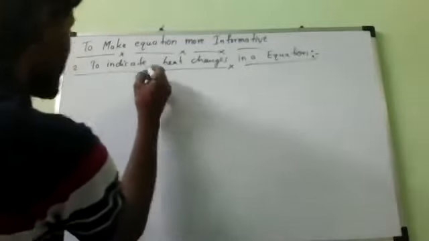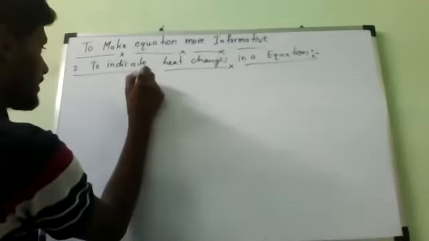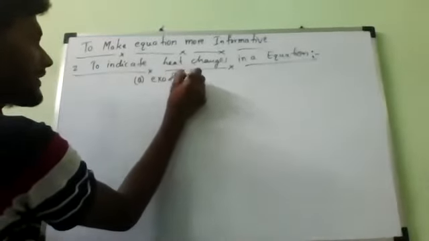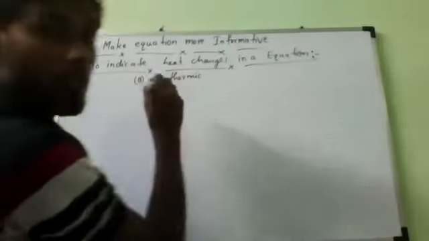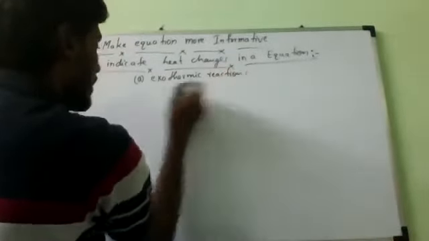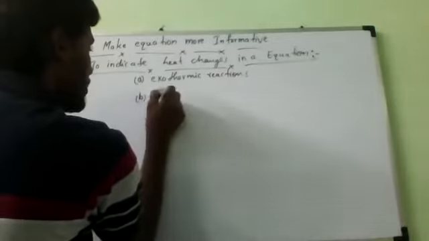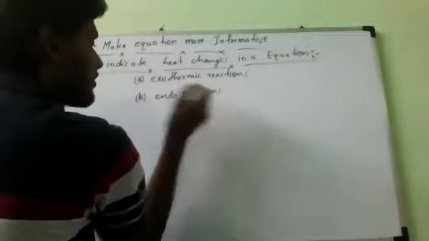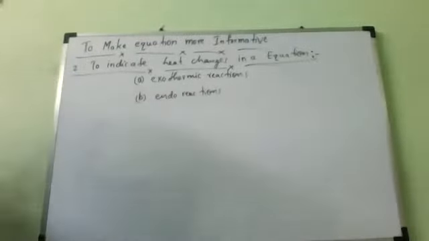One is exothermic reaction. First one is exothermic reaction. I will say later, we will study what the types of that are. So one is exothermic reactions and the next one is called endothermic reactions. So now, what is exothermic? What is endothermic? I will say.